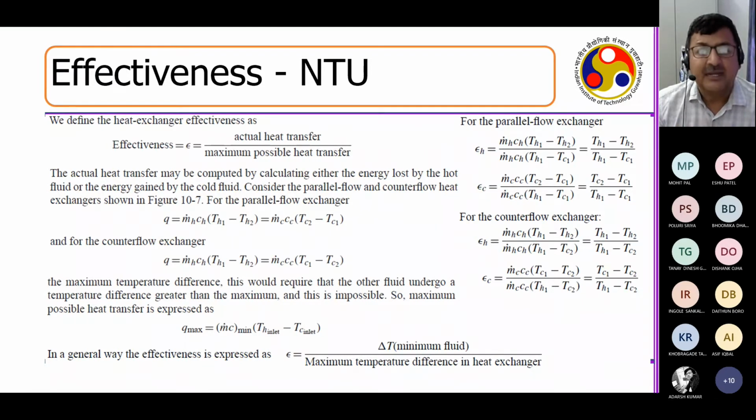Now, NTU, what is NTU? NTU is called the number of transfer units. NTU means number of transfer units. Say suppose you have a double pipe heat exchanger. You have a cold fluid getting heated up by a hot fluid, or a hot fluid being cooled down into a cold one, with a double pipe configuration with a single inside pipe.